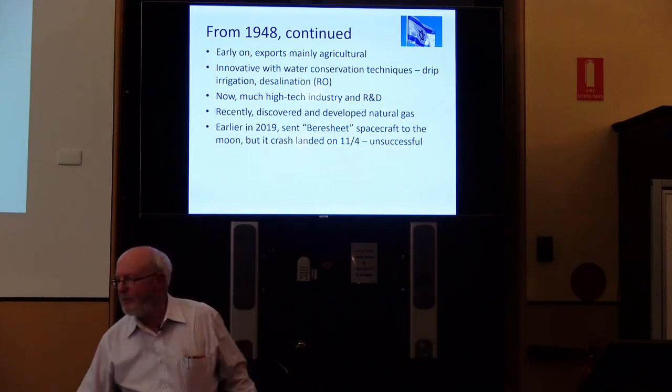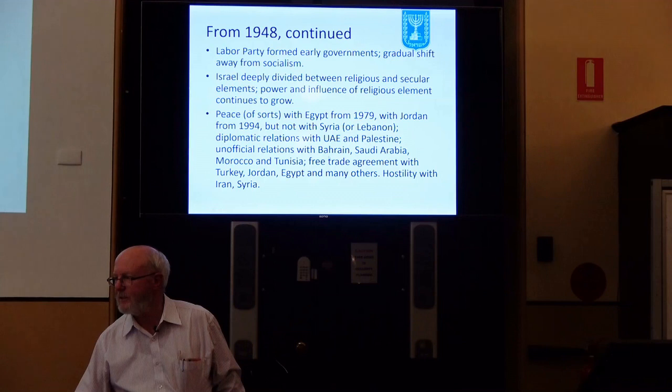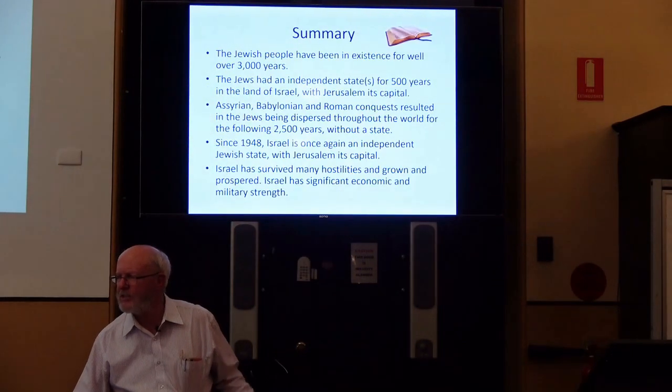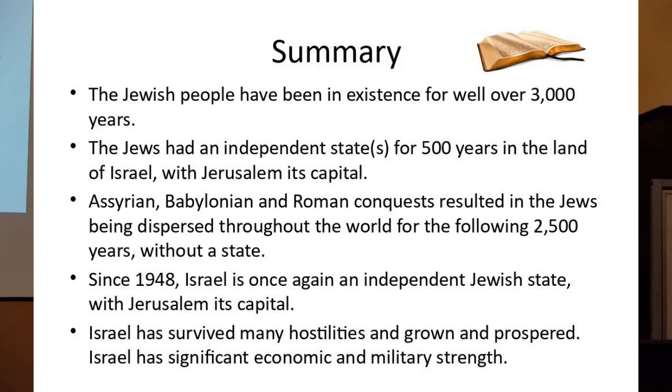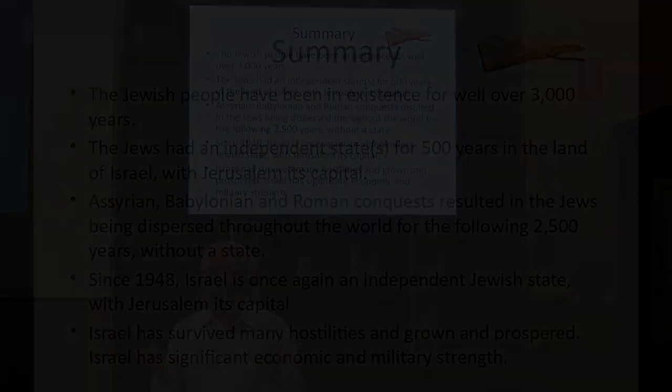Okay, now, sorry that's been rushed, especially at the end, but I want to just summarise rather than draw a conclusion. I'll summarise in this way: the Jewish people have been in existence for well over 3,000 years. They had an independent state, or states, for 500 years in the land of Israel, with Jerusalem as its capital, as the Assyrian, the Babylonian and the Roman conquests resulted in that ending and Jews being dispersed.